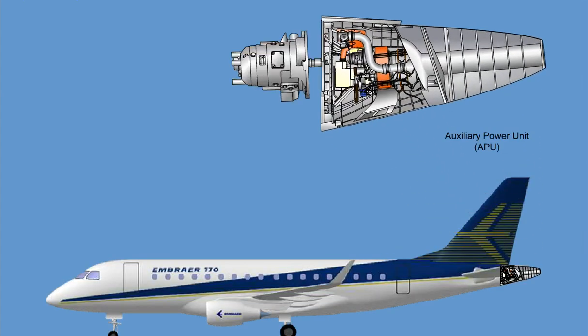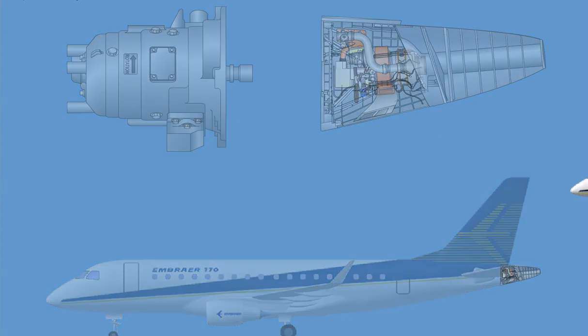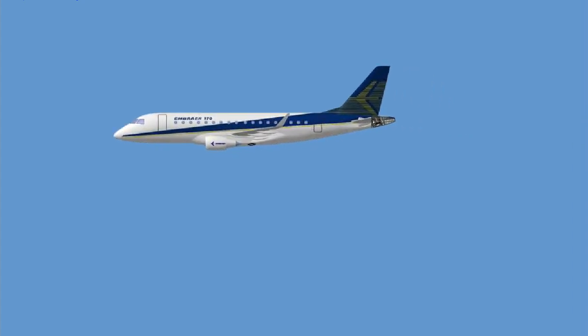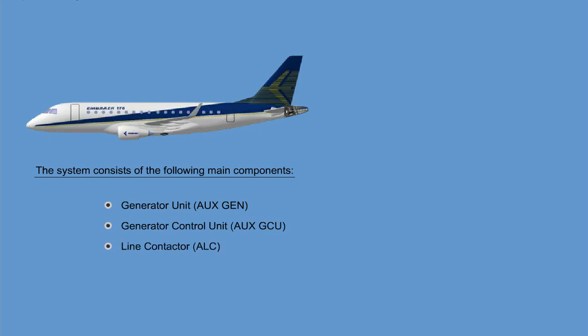The APU AC Generation System is used primarily when the airplane is on ground or as a backup source in flight. The system consists of the following main components: the generator unit, auxiliary generator; the generator control unit, auxiliary GCU; the line contactor, ALC; the current transformer, auxiliary generator, CT; the APU generator switch, and the crew alerting system.